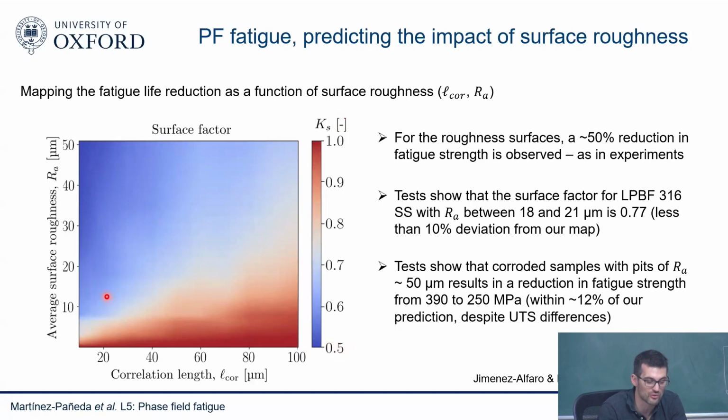And then we can also see, when we sample things from the literature, so for an additive manufacturing component, we have seen experiments that for this surface factor, average surface roughness, we get this kind of reduction, and this seems to be within 10% of our map, and the same for pitting.